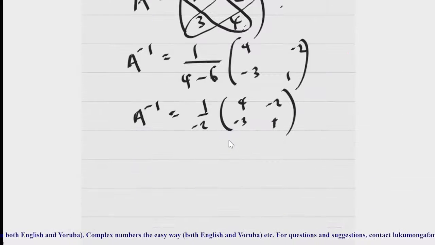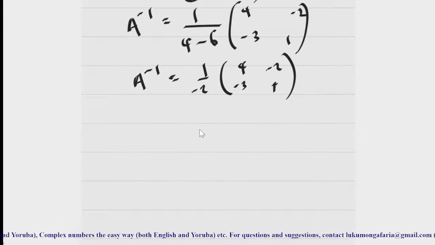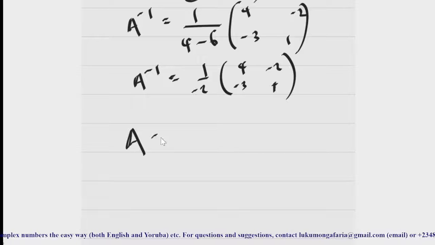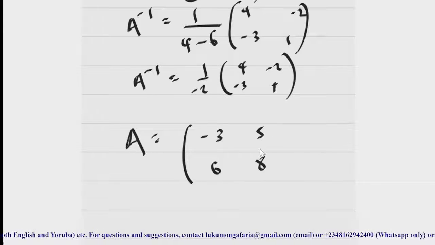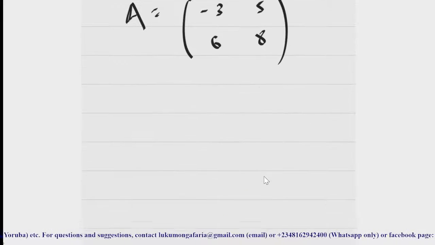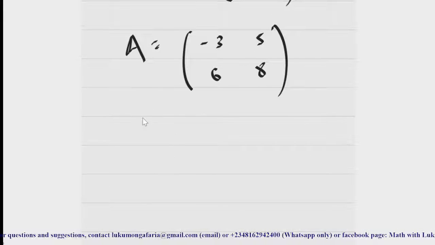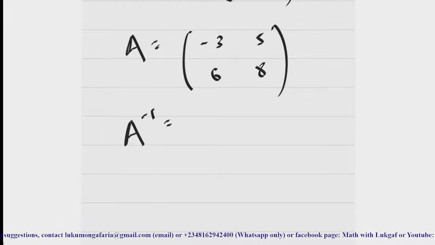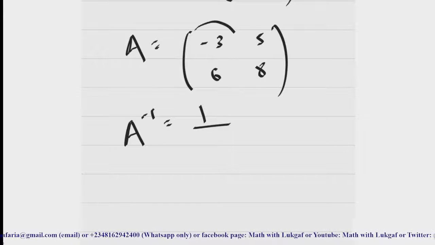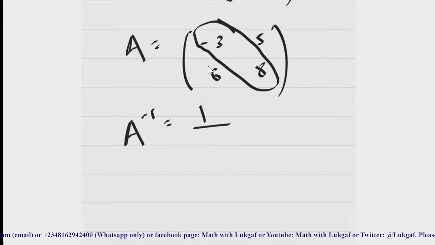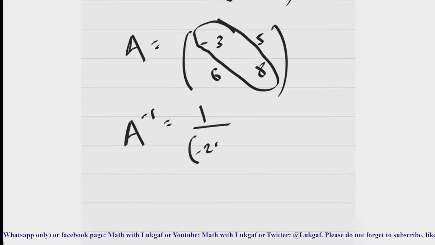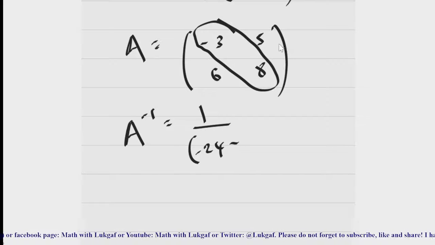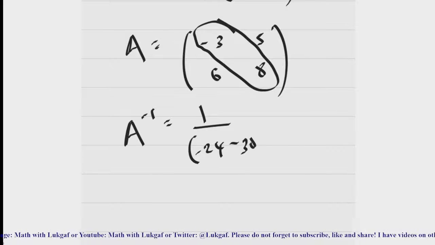Again, let me give you another example. Let's say we want to find the inverse of this. A is equal to -3, 5, 6, 8. I hope you understand now. So to do that, your A inverse will be 1 divided by the determinant of A. What will be the determinant of A? You multiply the elements along the leading diagonal. That's -3 times 8, which is -24, minus 5 times 6, which is 30.